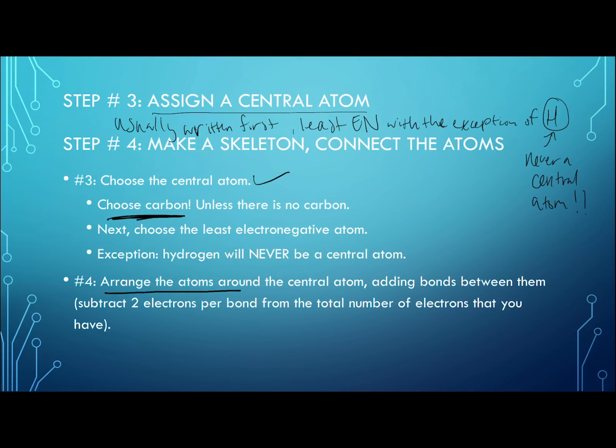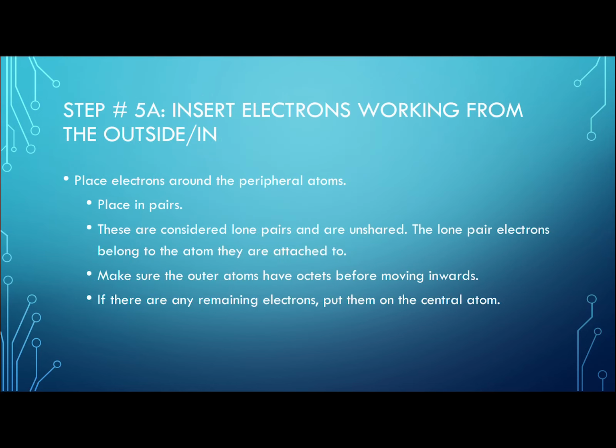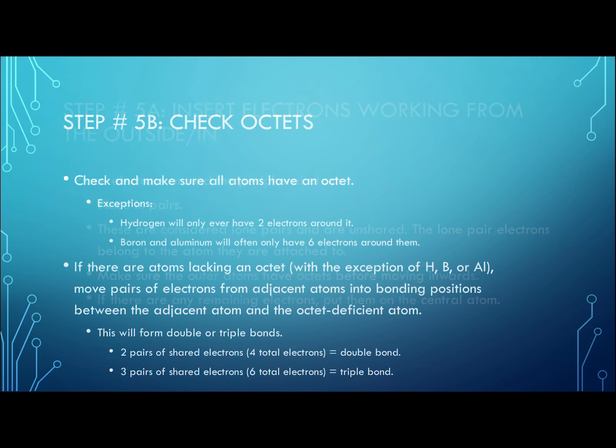we're going to arrange the atoms around the central atom, and we're going to add bonds between the central atom and the peripheral atoms. Every bond that we add is 2 electrons, so we're going to subtract those electrons from our electron pool. Next, we are going to insert electrons around our peripheral atoms. So we're going to place electrons in pairs around our peripheral atoms until we have an octet. And then once we have an octet on our outer atoms, we're going to move inwards to our central atoms. So any remaining electrons that are left, put them on the central atom.